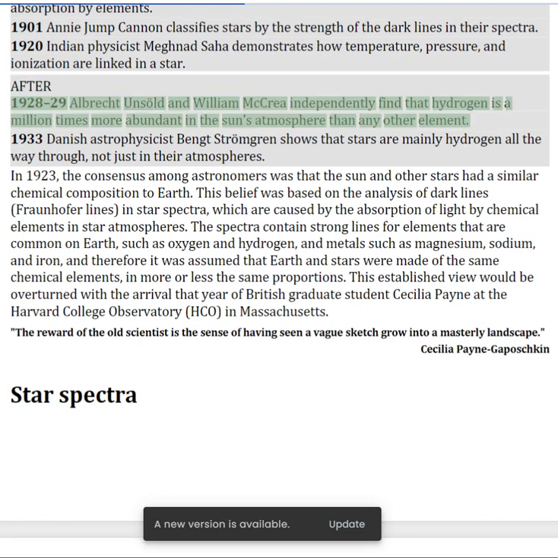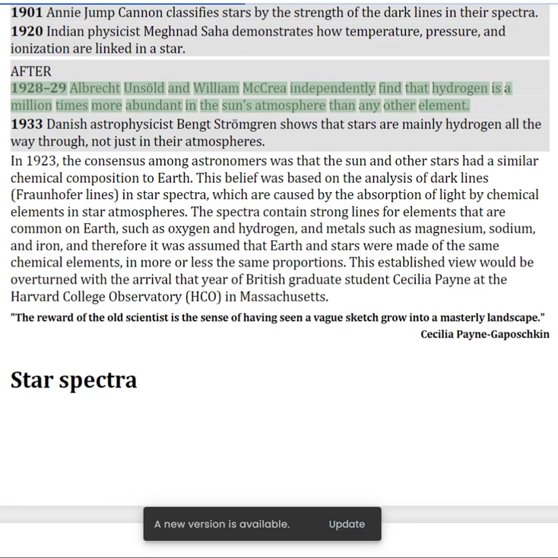After: 1928-29 Albrecht Unsold and William McRae independently find that hydrogen is 1,000,000 times more abundant in the sun's atmosphere than any other element.